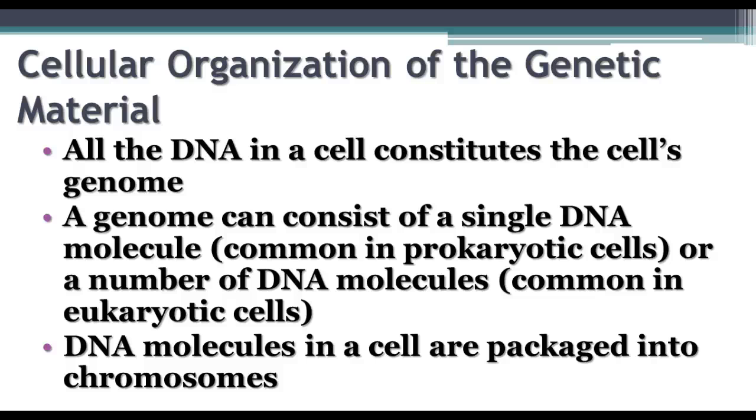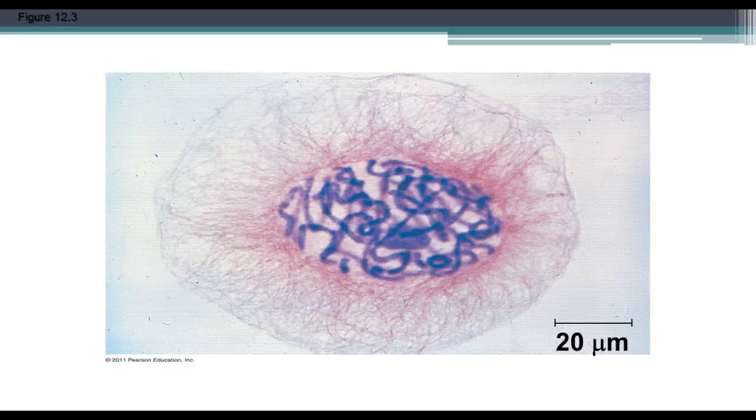In eukaryotic cells, the DNA molecules are packaged into multiple chromosomes that have to undergo certain changes in order for cell division to occur in an organized fashion. This is a picture of an animal cell that is beginning the process of mitosis. This cell is in prophase. You can still see the nuclear membrane, but you definitely can see the chromosomal bodies within the cell.